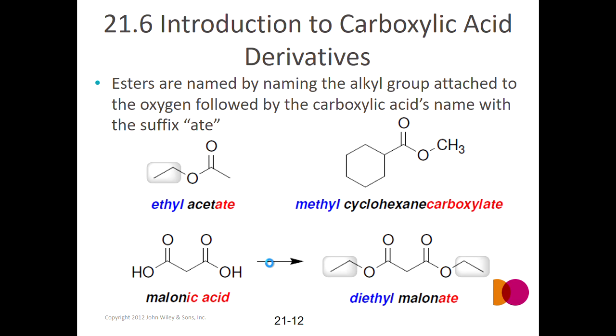When you're naming an ester, often what you would do is put the R group that's bonded to the oxygen of the ester directly to the oxygen as a substituent, and then name the rest of the ester as if it were a carboxylic acid. So if this were a carboxylic acid, and I had an OH here instead of an OR, it'd be acetic acid.